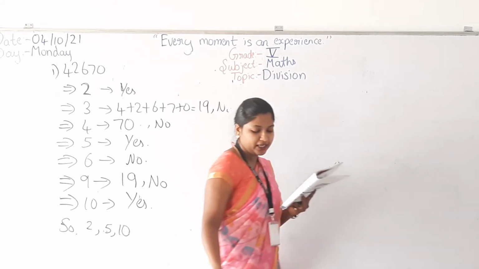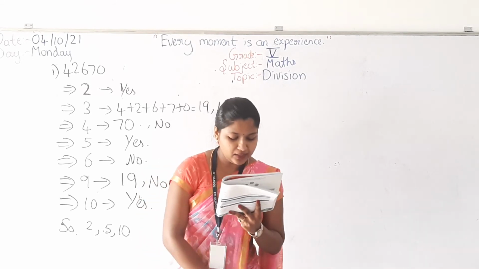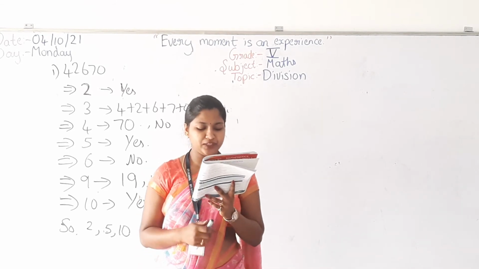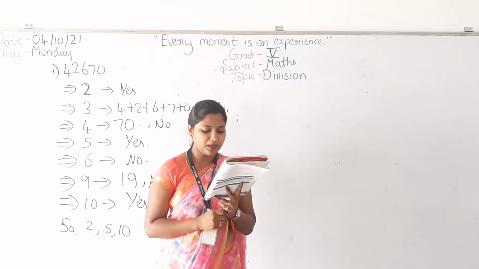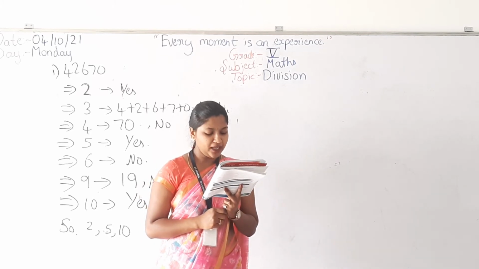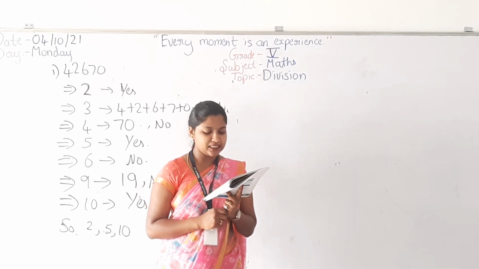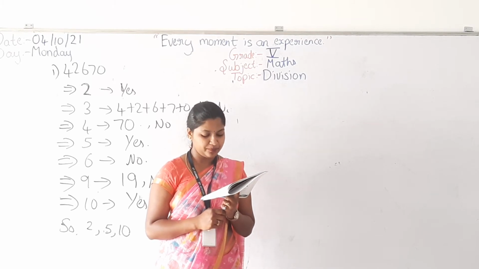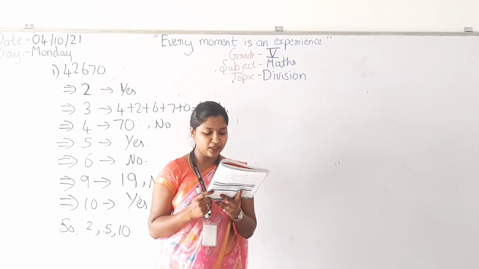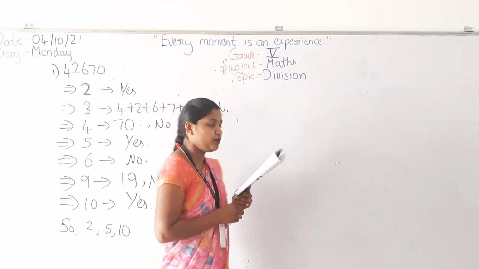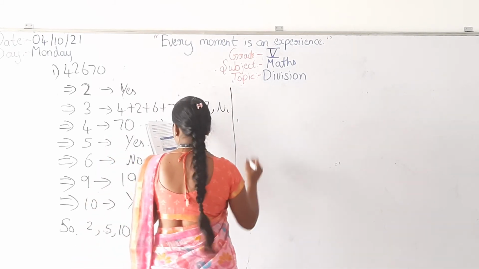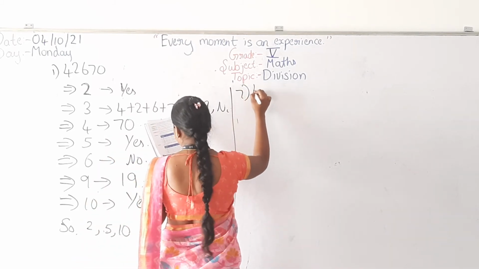Yes. The question is, in a nursery there are 4,056 plants. How many can be planted in each row if there are 2, 3, 4, 5, 6, 9 and 10 rows? Will some plants be left over in any of the arrangements? Yes. So what is the question, students? There are, example 7, 4,056.